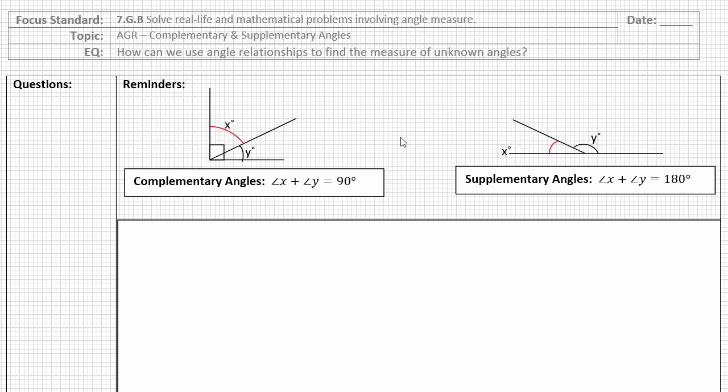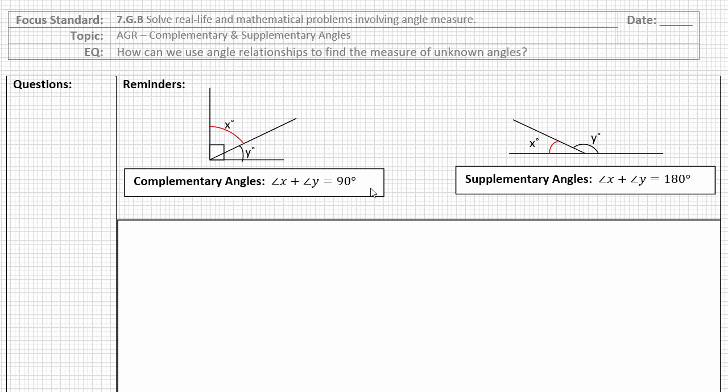So here are a couple of reminders from our last video, in which we talked a lot about the vocabulary. When we're looking at angle pairs, two ways of classifying them are that the pair of angles can be complementary, meaning that when added together they equal 90 degrees, or they can be supplementary, meaning that two angle measures, when added together, have a sum of 180 degrees, meaning they make a straight angle. We're going to use this relationship today to find missing angle measures.